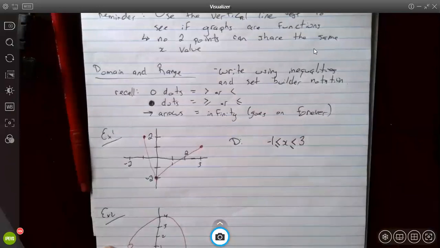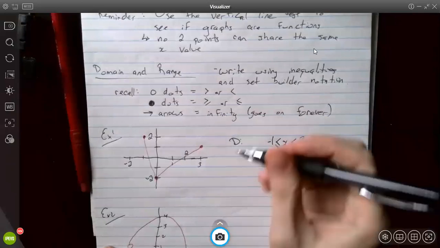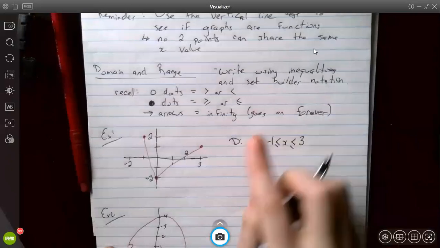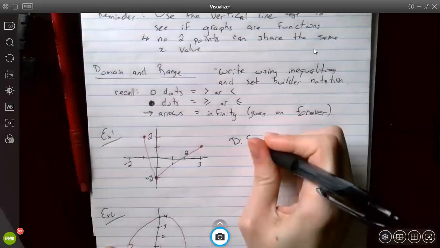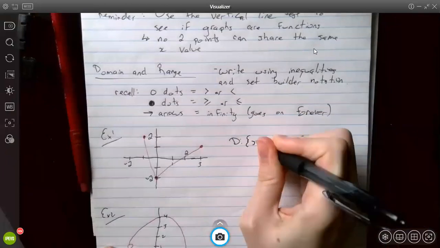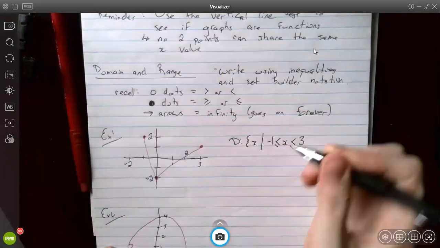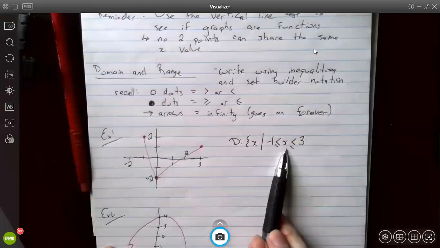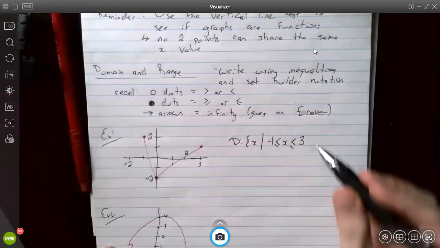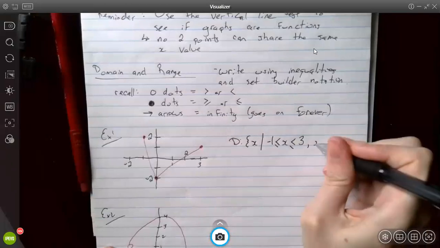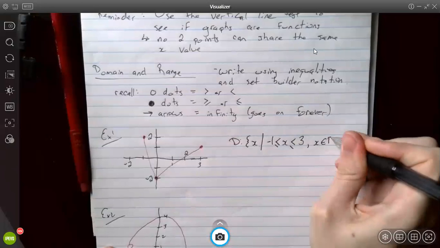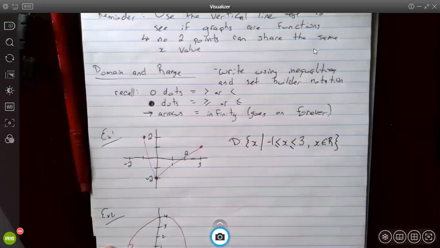So that is how we use our inequalities to represent domain. And then we have to add something called set builder's notation, which looks like this. The domain is a set of x values such that x is between -1 and 3. And then at the end, we just put, and x is a real number. Okay, so that is how you have to write out your domain.